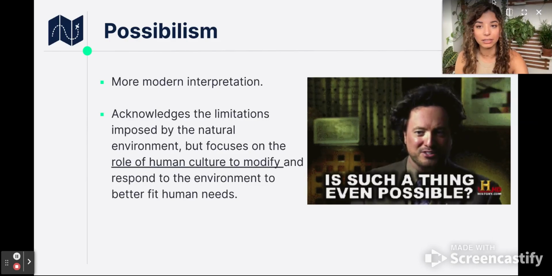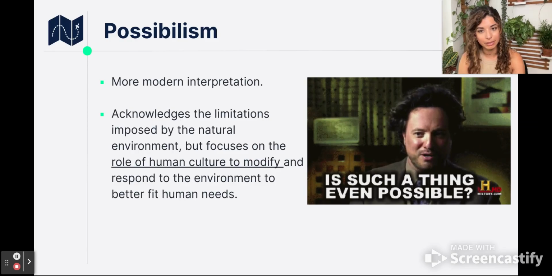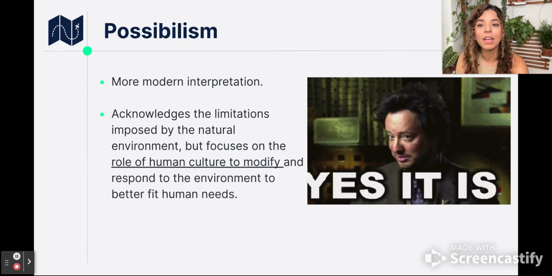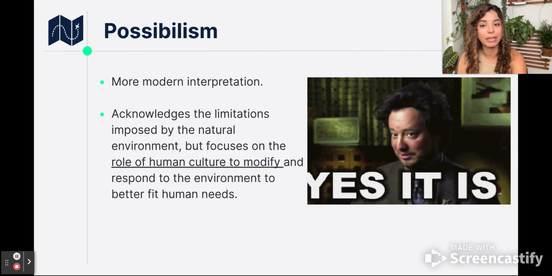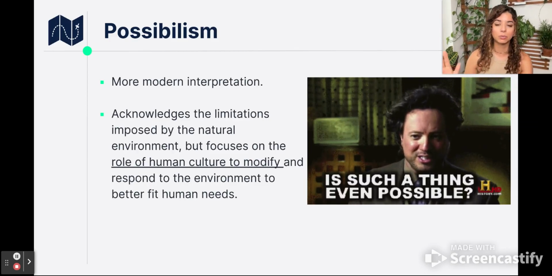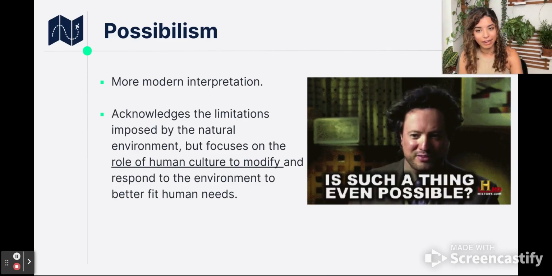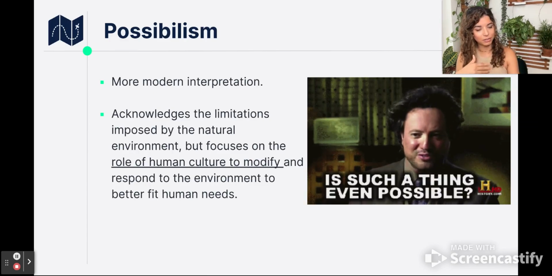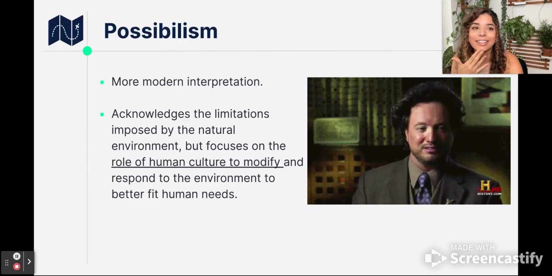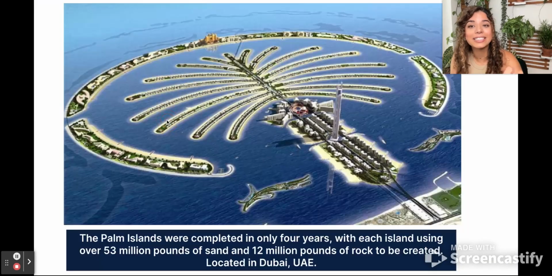Then we have possibilism. So this is the more modern iteration of environmental determinism. This acknowledges limitations imposed by the natural environment, but this one focuses more so on human culture and how we can modify the environment and respond to the environment to better suit ourselves, right? Humans are very good at that, changing the environment for their own particular wants. So this is typically what we see more of now.